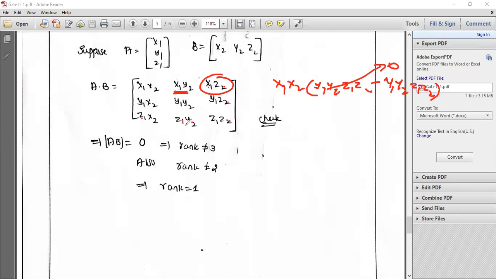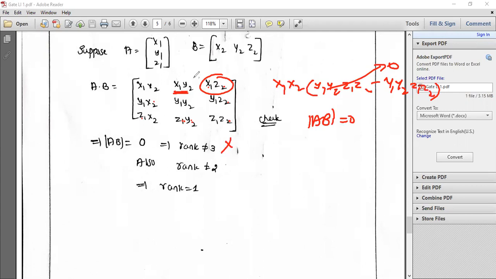This is y1 y2 z1 x2, again y1 y2 z1 x2, which means again this will be vanishing. So in this way, for a 3 cross 3 matrix, the determinant of AB will be equal to 0. So therefore rank cannot be equal to 3.